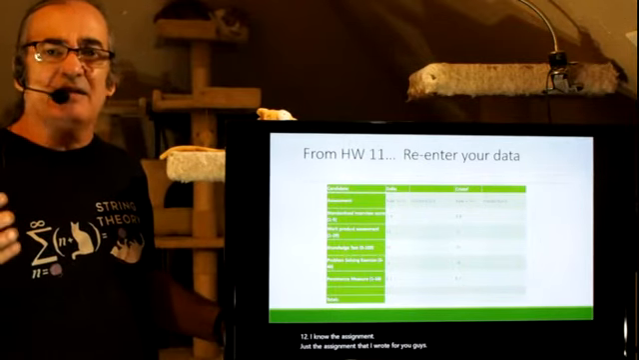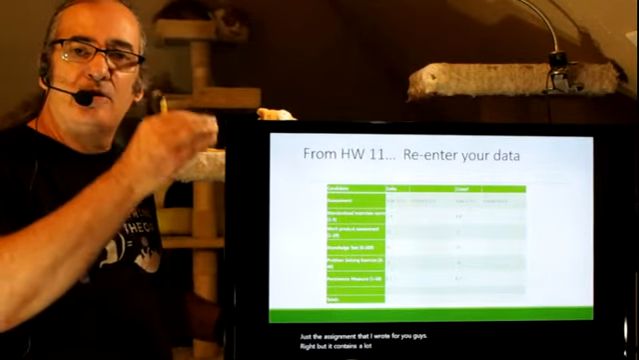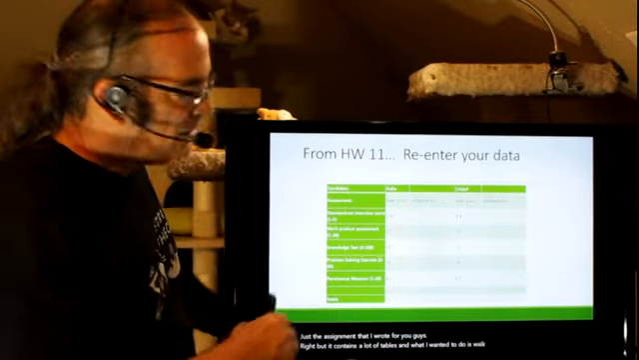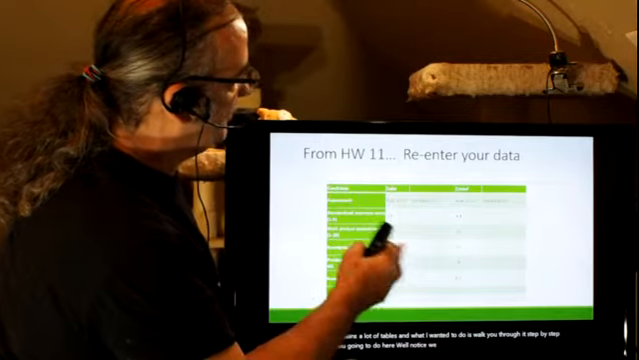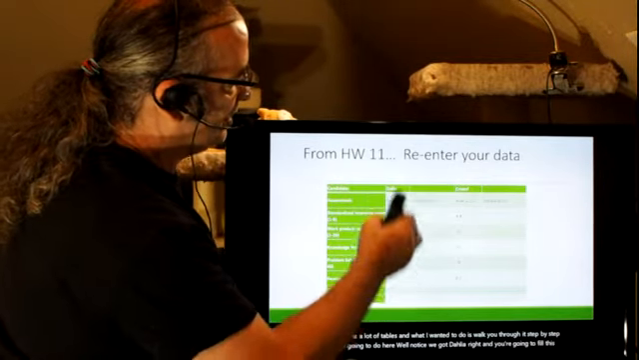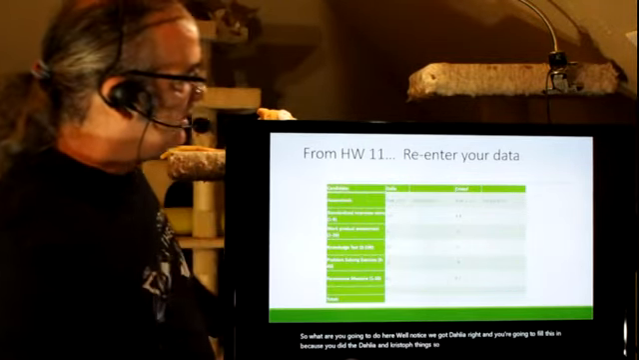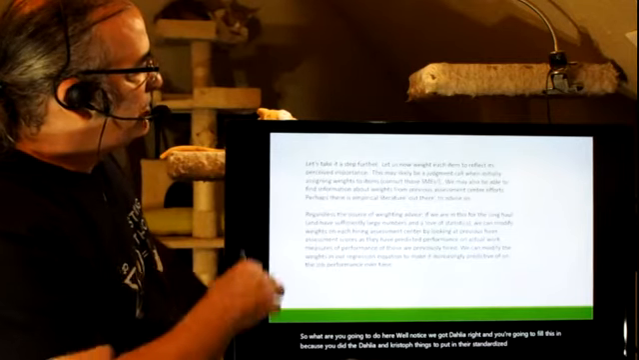Right? But it contains a lot of tables, and what I wanted to do is walk you through it step by step. So what are you going to do here? Well, notice, we got Dahlia, right? And you're going to fill this in because you did the Dahlia and Christoph thing, so put in their standardized scores. That's the first step.